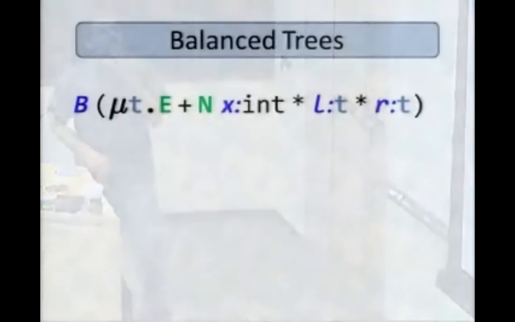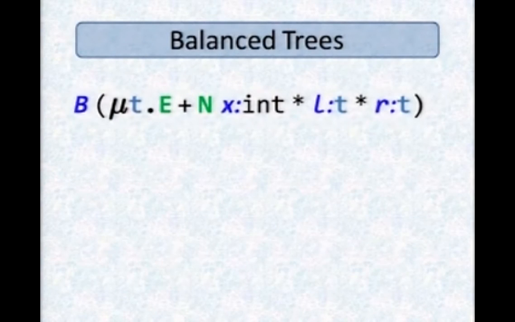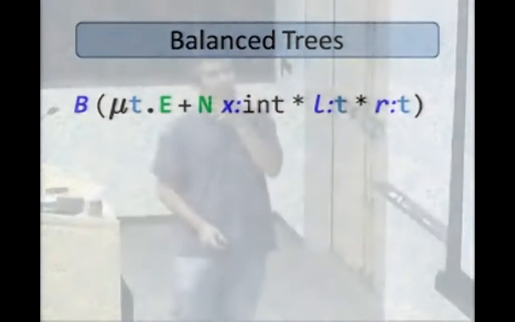Okay. Balanced trees. Great. So what about balanced trees? So this is with just the data, right? How would I specify a tree where at each level in the tree, the heights of the left and right tree were not too different?